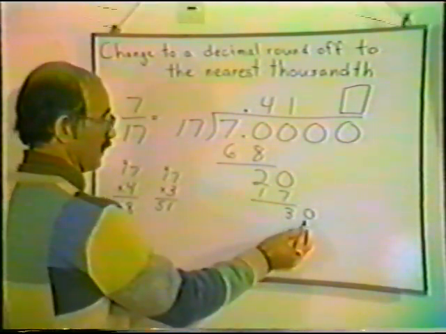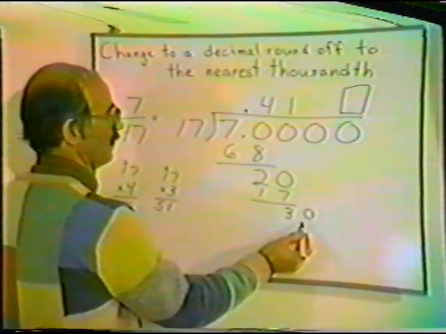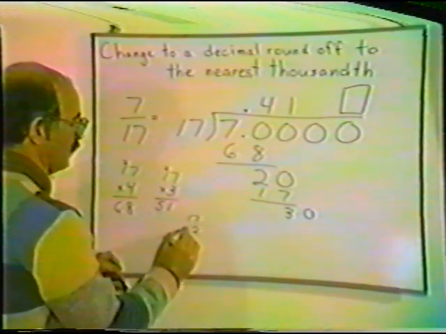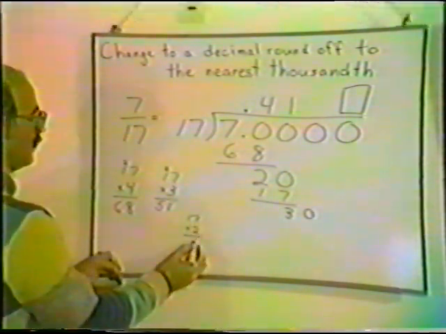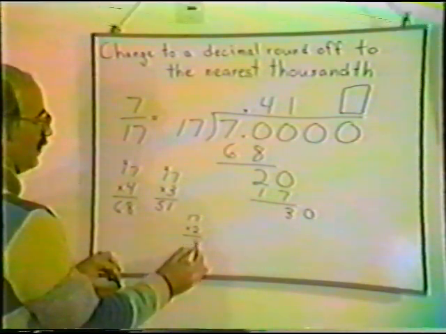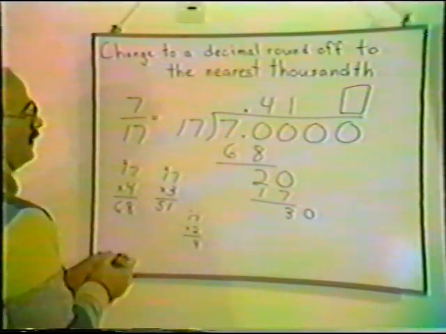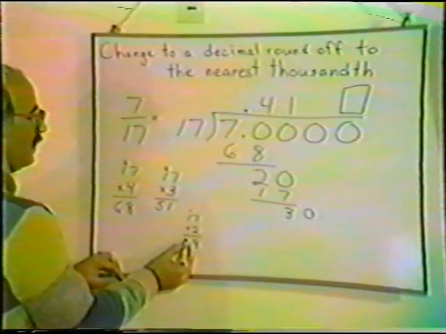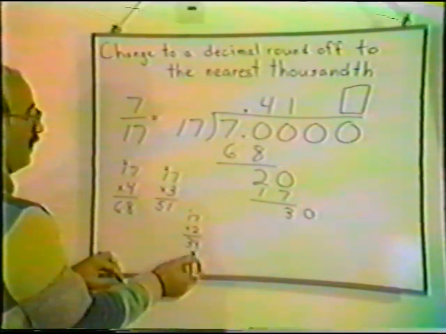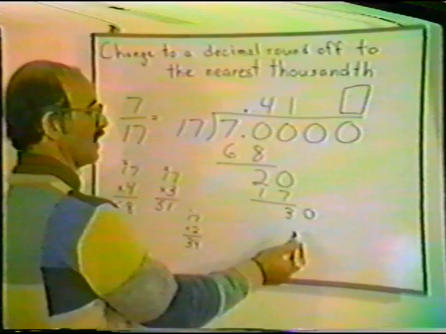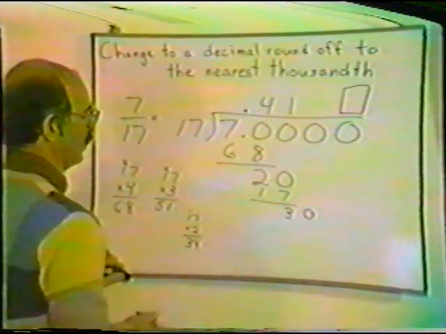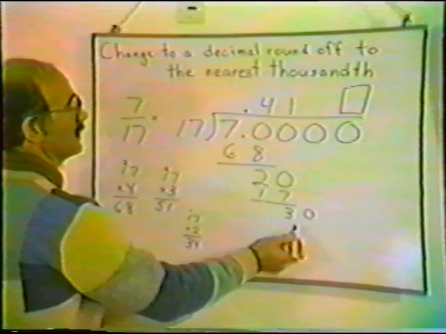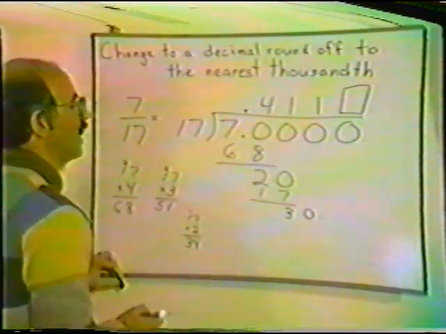17 into 30. How many times? 2. Well, let's try 17 times 2. 7 times 2 is? 14. Put down the 4, carry the 1. 1 times 2 is? 2. Plus 1, 3. 34. Is 34 a good number for 30? No, a little bit too big, so 17 goes into 30 only one time.